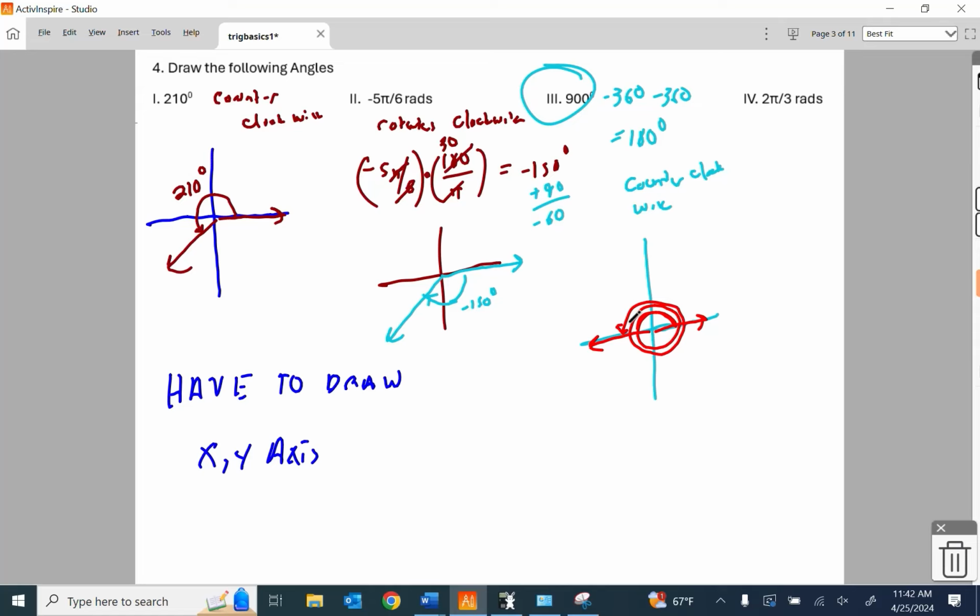Who would have thought? Alright, on 4 I've got 2 pi over 3 radians, and it's kind of the same deal. I'm going to multiply it by 180 over pi. 3 enters 180 60 times, pi's cancel, 120 degrees of positive rotation.